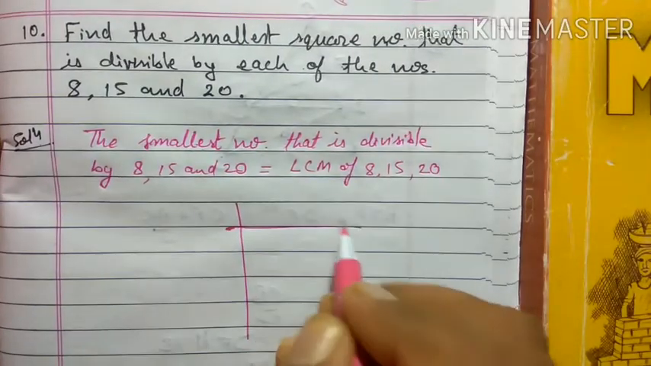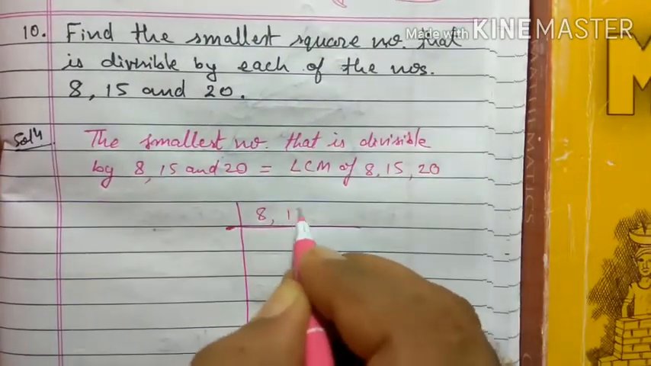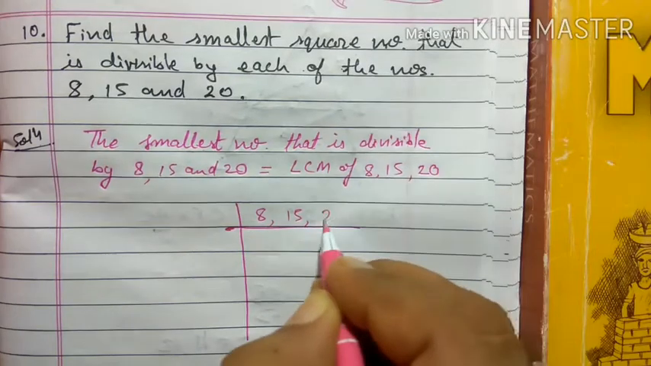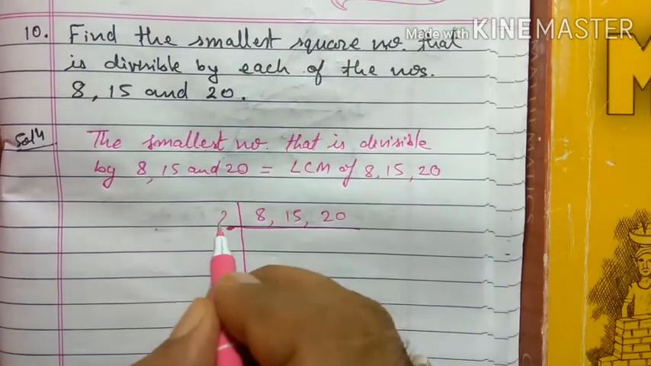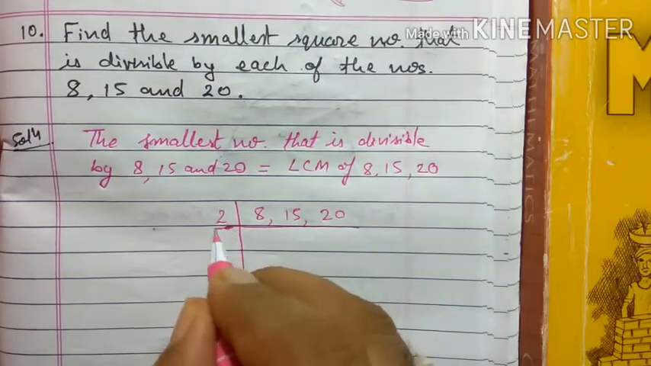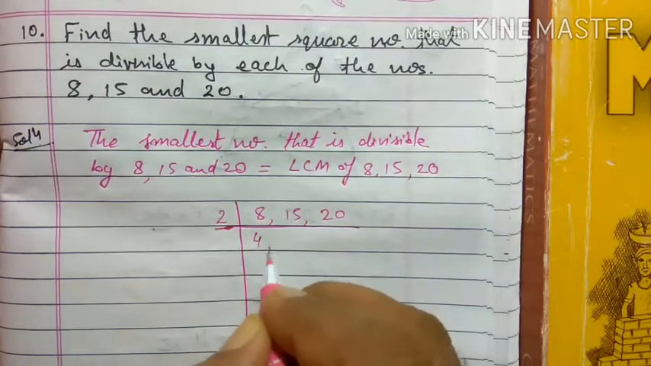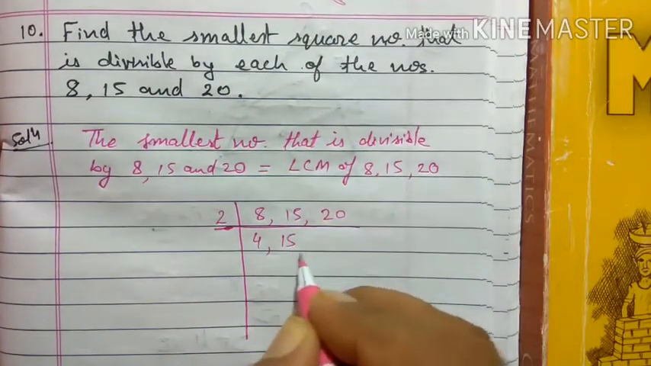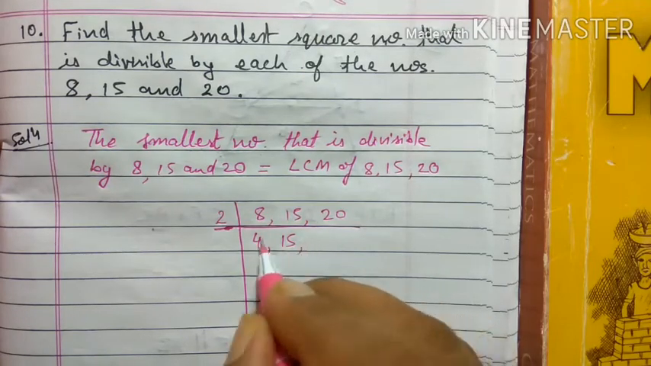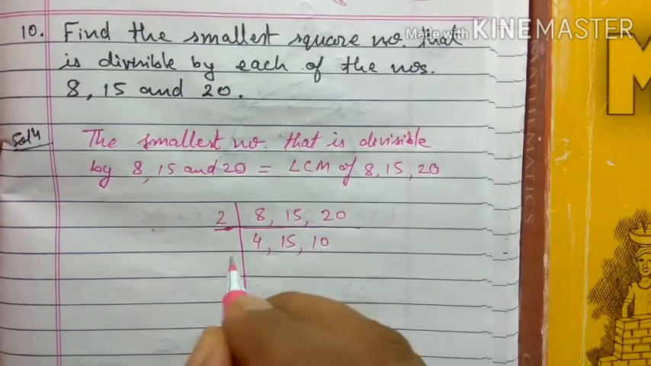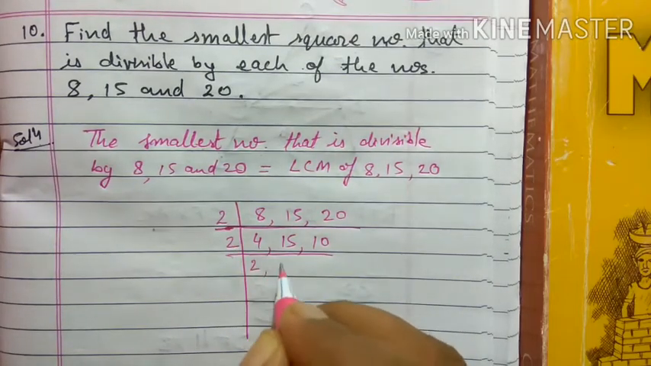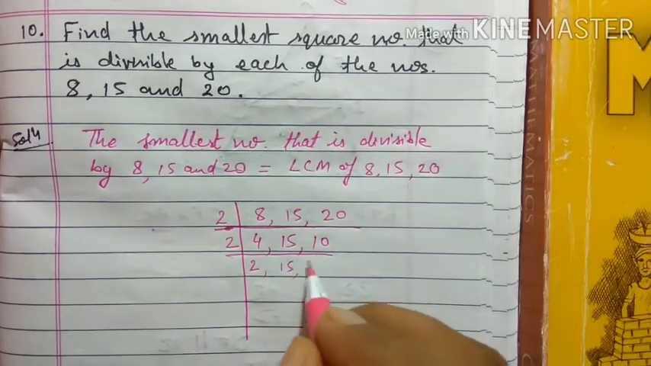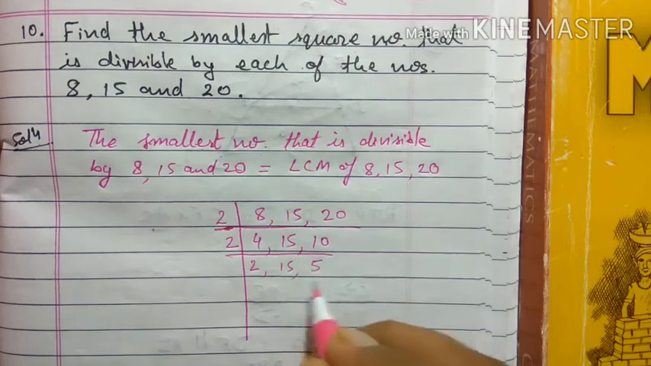Writing here 8, 15 and 20. These two numbers are divisible by 2, so divide by 2 first. 2 4s are 8. This 15 is not divisible, so 15 is written as usual, and 2 10s are 20. Again 4 and 10 are divisible by 2. 2 2s are 4. This 15 is written as usual, and 2 5s are 10.